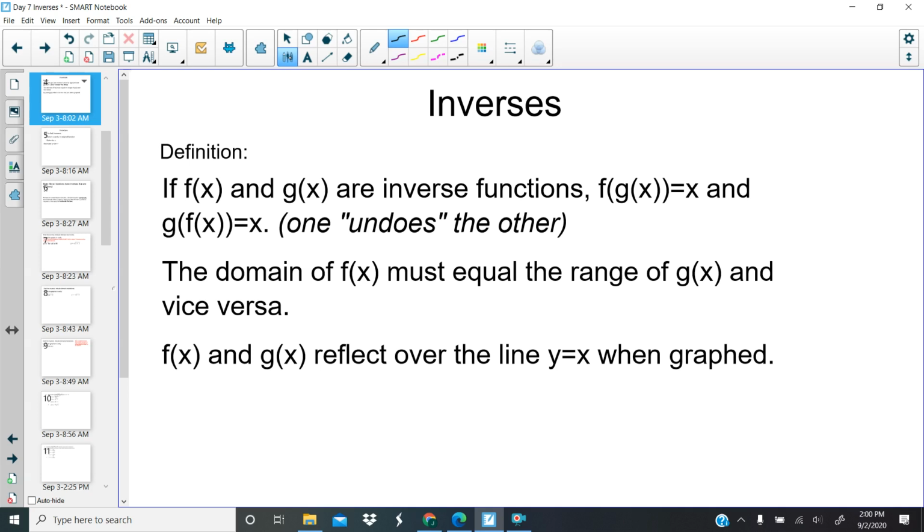But for today, we're going to talk about these second two pieces down here. The domain of f of x must equal the range of g of x and vice versa. So basically, for a function and its inverse, the domain and range are going to switch. And then f of x and g of x, the two inverse functions, will reflect over the line y equals x when graphed. We're going to talk a little bit more about what all of that means, but that would just be the definition that we're going to go with here.